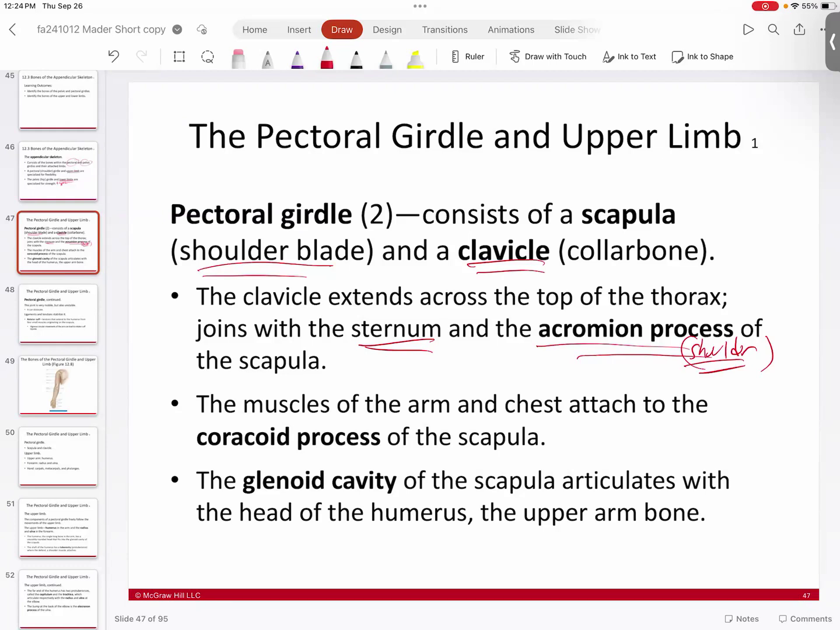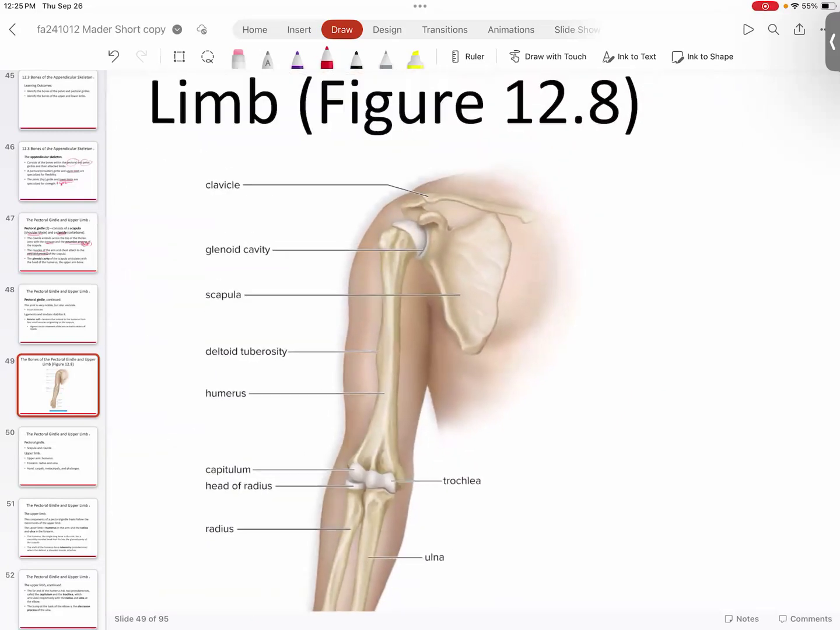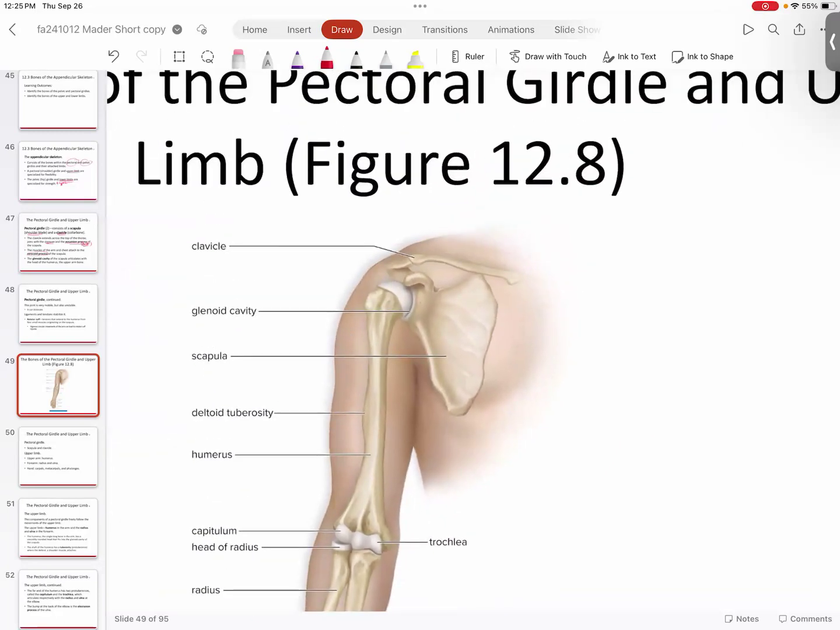So typically the muscles of the arm and the chest will attach to what's called the coracoid process of the scapula. So the scapula, if you take a look at it, has a couple of different things here. For instance, the coracoid process is going to be this guy right here. And then your acromion is this guy right there. Acromion is basically your shoulder. The coracoid is where a lot of these muscles will attach.